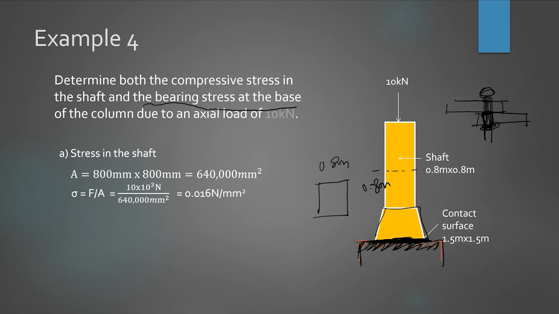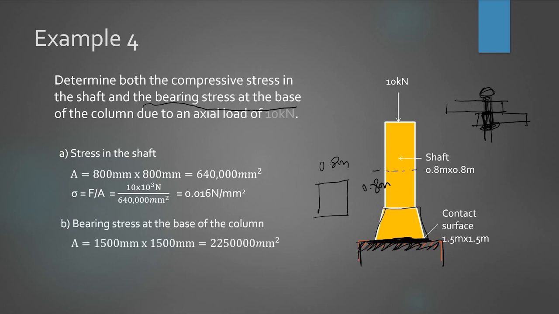Jadi bearing stress ni dia tak masuk self weight. Tapi kat sini surface dia dah berubah, which is 1.5 meter by 1.5 meter sebab dia kata at the base of the column. Jadi 1.5 meter darab dengan 1.5 meter. So area dia adalah 1500 darab dengan 1500. So you dapatlah value dia kat sini 2,250,000 mm square. And you just dividekan dengan force ni dividekan dengan that area.